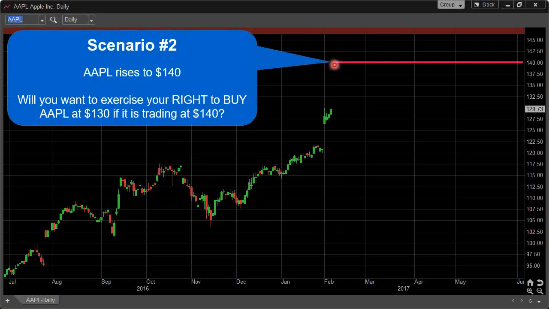So let's say you don't have $13,000 or you don't want to spend $13,000. What you could do is take that option and sell it to somebody else. It's worth something. It's actually worth $10 a share in this example. Somebody would buy it. So you don't have to exercise your right. You could sell it to somebody else.